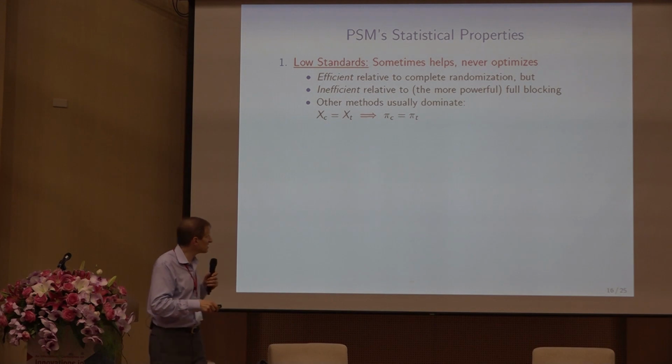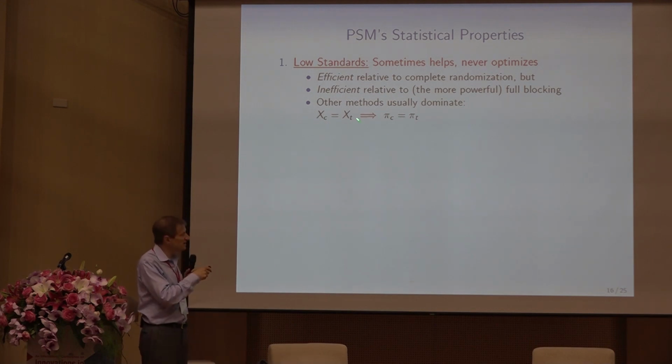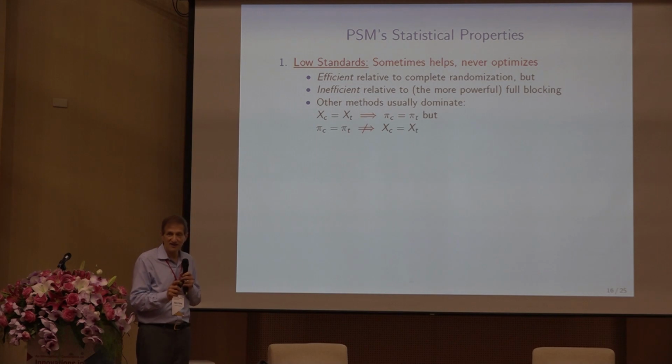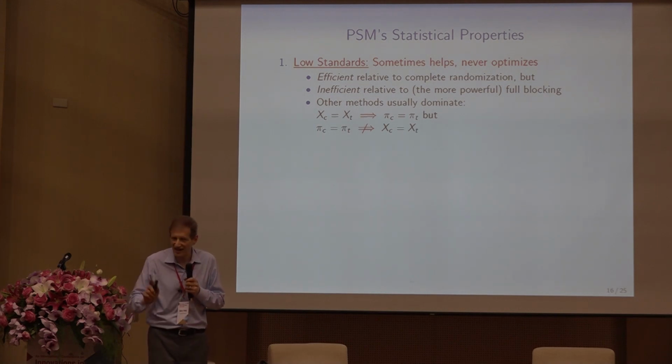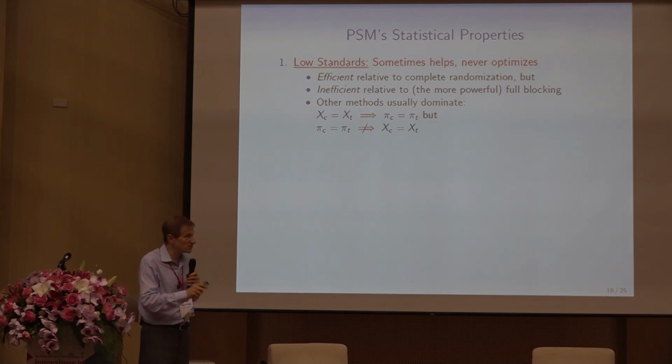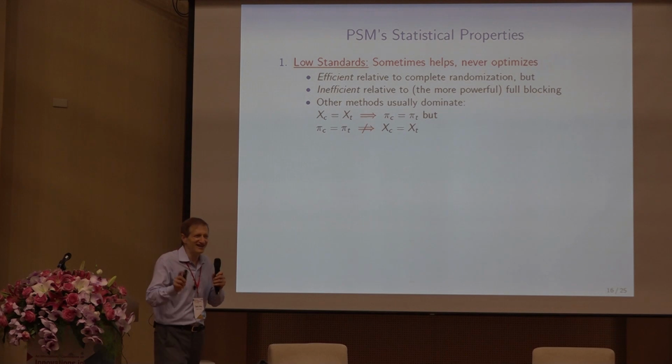So what propensity score matching gets you is that if you have exact matching between the control units and the treated units, that implies that you have exact matching on the propensity score. It does not work the other way. In the literature, everyone interprets this as working the other way. That does not work. It is not true. It is not true that if you have exact matching on the propensity scores, you get exact matching on the covariates. It's not true. Maybe I should say that again.